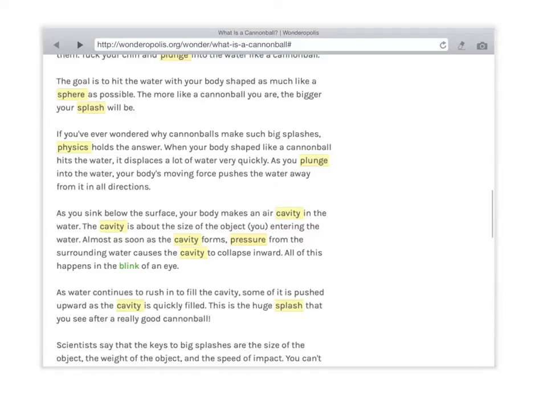Alright, so I'm wondering about this. Your body's shaped like a sphere. I wonder again, why is that important? The more like a cannonball you are, the bigger your splash will be. Well, I know a cannonball is a sphere, so there must be something to do with the splashing. If you've ever wondered, I'm going to keep reading.